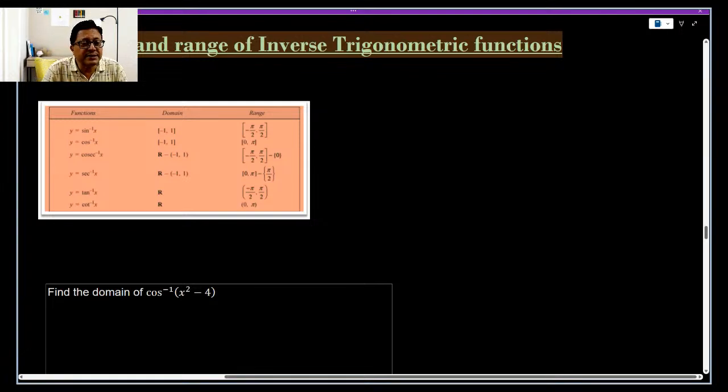For cos inverse x, domain is -1 to 1, range 0 to pi. Cosec inverse x, -1 to 1 not included in its domain, and range 0 will not be included. For sec inverse x, same way, -1 to 1 not included, range 0 to pi, minus pi by 2. Tan inverse x, domain is R, range is minus pi by 2 to pi by 2. Cot inverse x, it is R, and range 0 to pi. It's like cos inverse x, only 0 and pi not included over there.